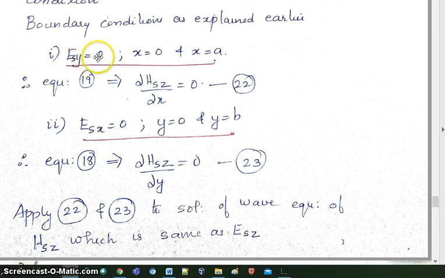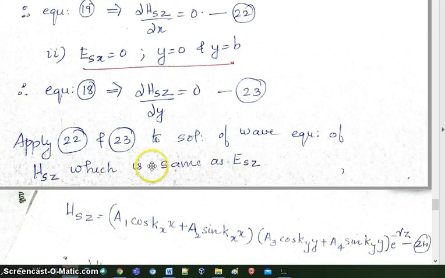So what I have done is, I have used the boundary condition which I defined earlier, that is Esy is equal to 0 when x equal to 0 and x equal to a in equation 19, and Esx is equal to 0 for y equal to 0 and y equal to b in equation 18. So we have the two conditions, equation 22 and equation 23. Now apply 22 and 23 to solve for the wave equation of Hsz.